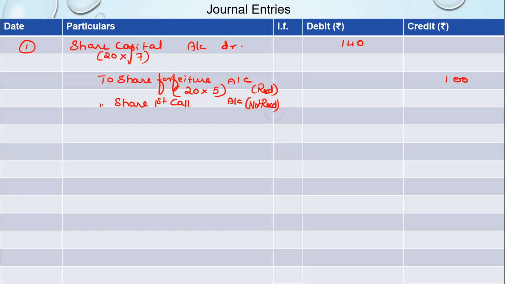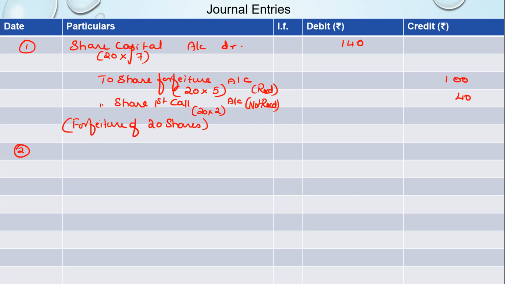So the not received amount is going to be 20 into 2 rupees. Because 7 rupees have been called up, 5 rupees received on application allotment, the difference of 2 rupees would have been the amount of first call which was not received. So this is for forfeiture of 20 shares. And then we will be passing the reissue entry.